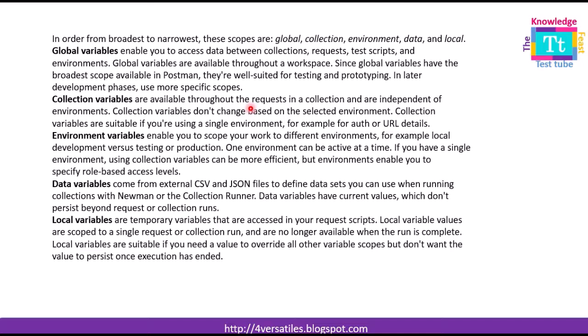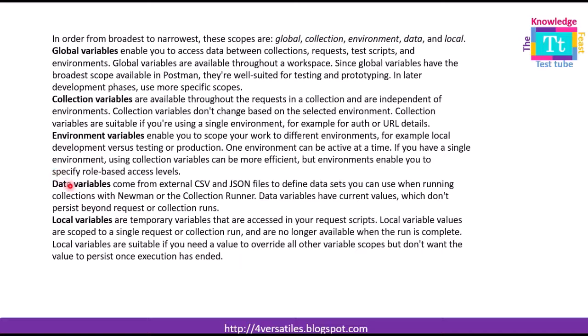For example, when you want to use a variable across all the different collections, you have to go to the global variable, which has a larger scope than the collection variable. Similarly, the scope of an environment variable is limited to only that particular environment. We'll see in detail how to work with environments in Postman.